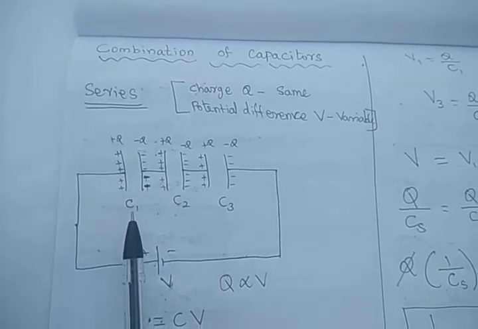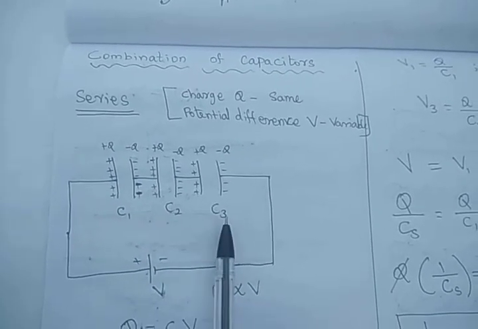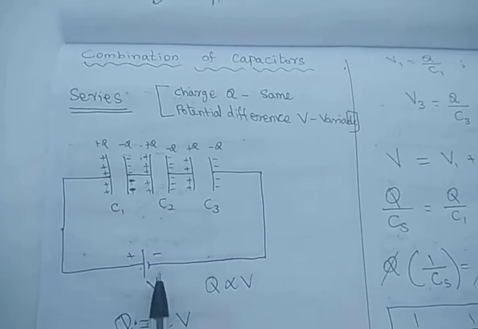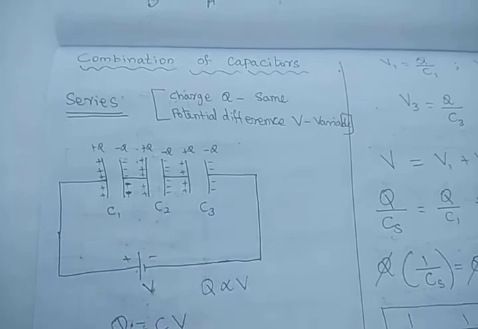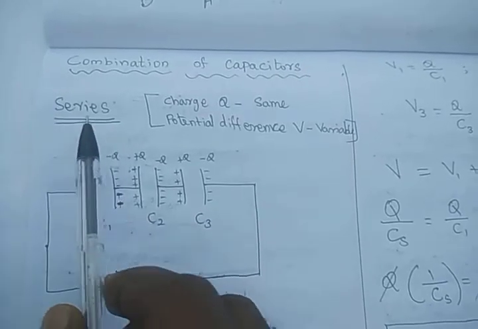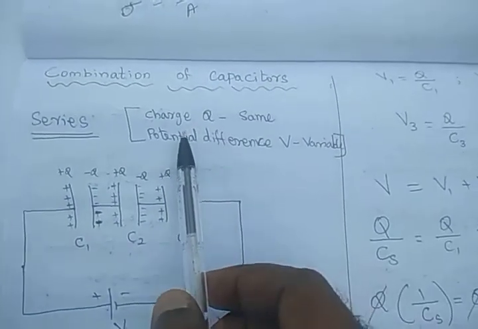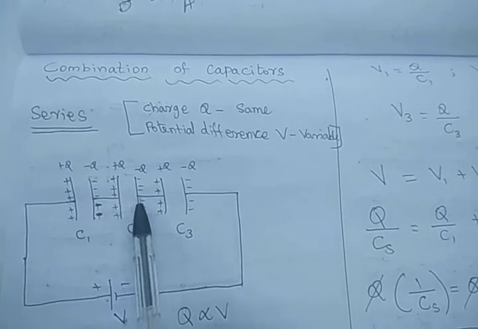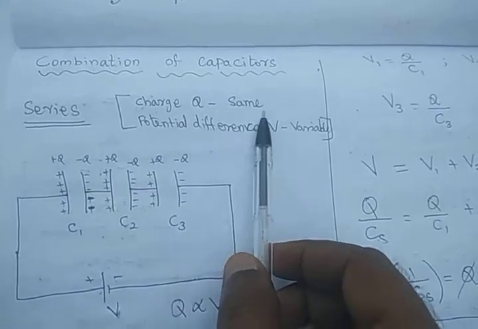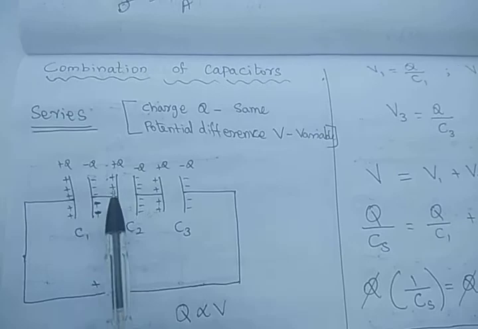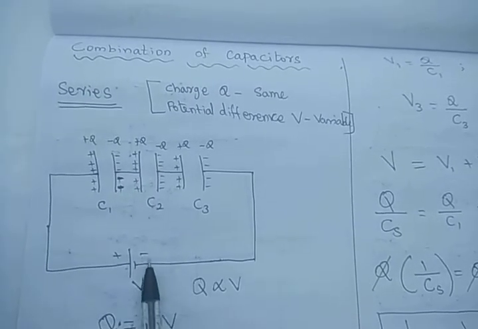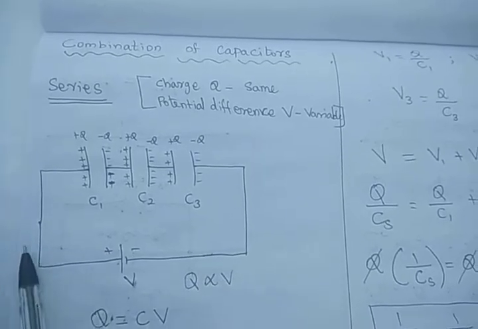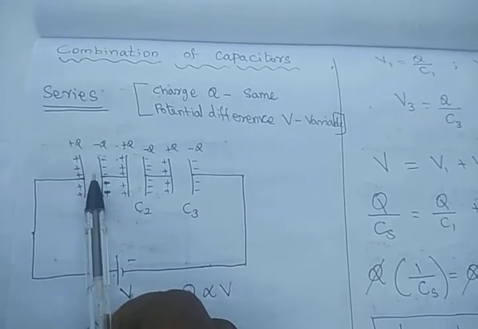There are three capacitors C1, C2 and C3 connected with the battery. The three capacitors are connected in series, so that means one after another. Whenever we are solving a series problem, we should keep in mind that the charge in each capacitor will be the same. So the amount of charge in C1, C2 and C3 is the same, due to the battery. Whenever the potential difference is applied, the capacitors gain the charge.